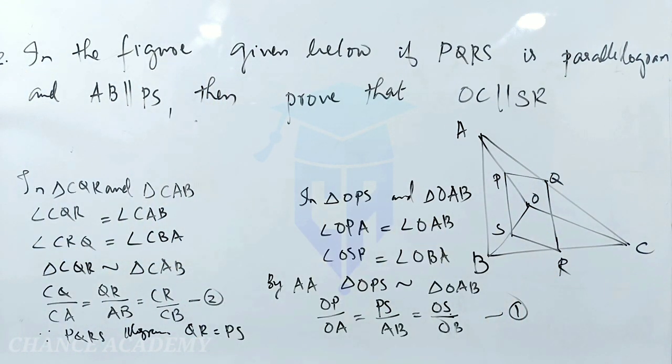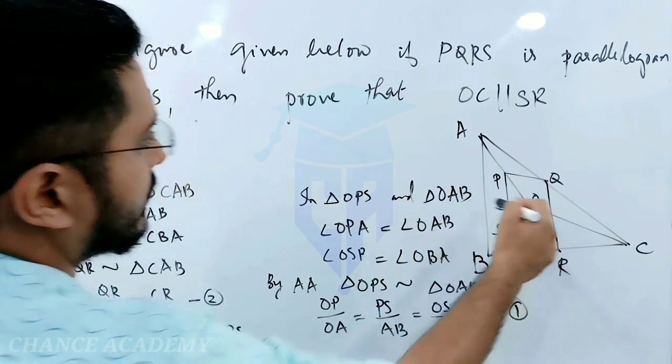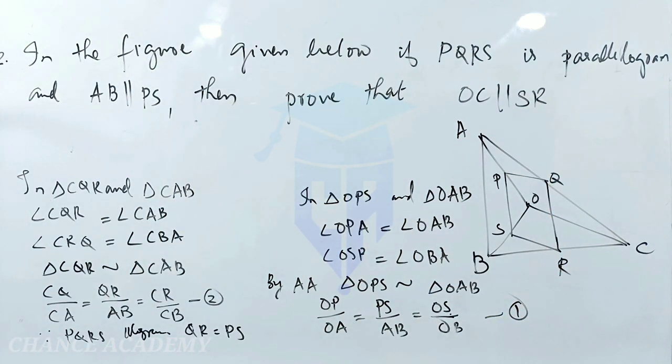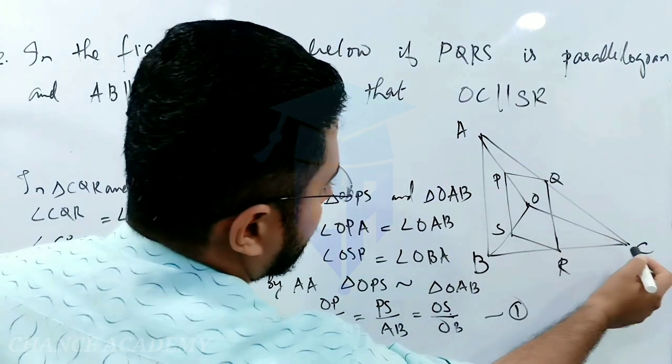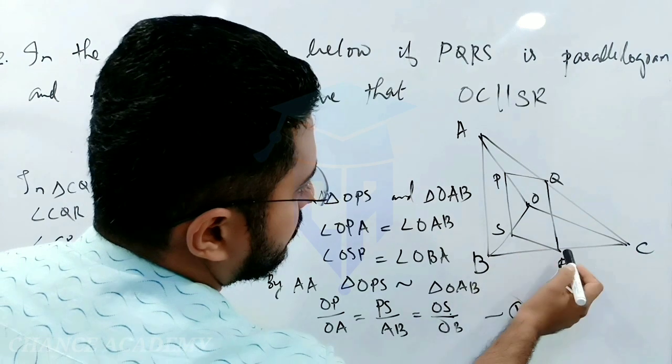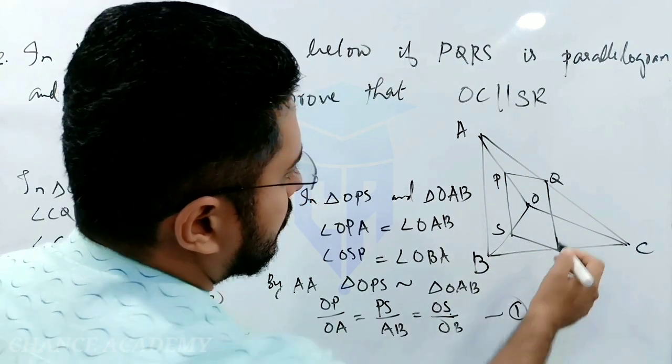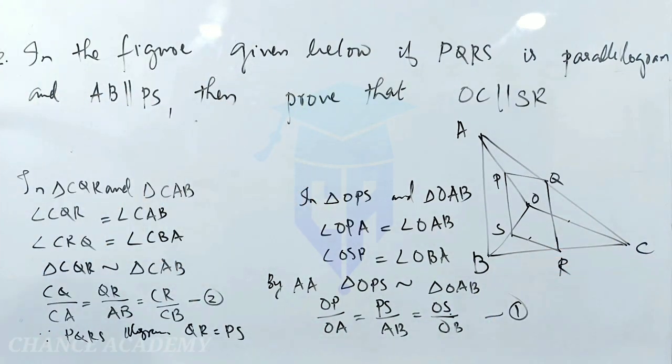So it's given that AB is parallel to PS. AB is parallel to PS. They have given that in the question. And you need to prove that OC is parallel to SR. OC is parallel to SR. These two sides are parallel, that you need to prove.